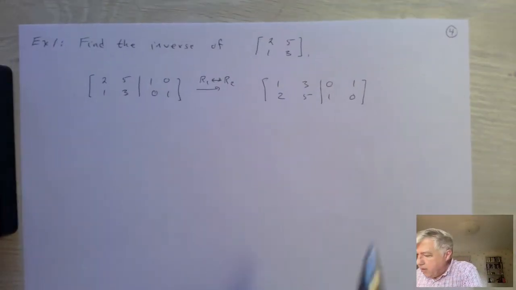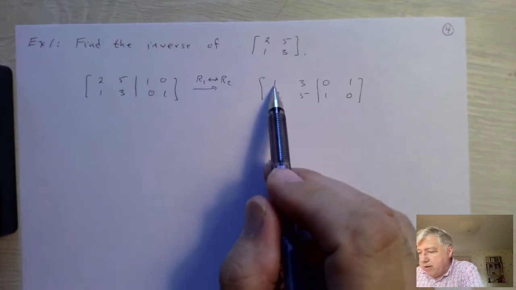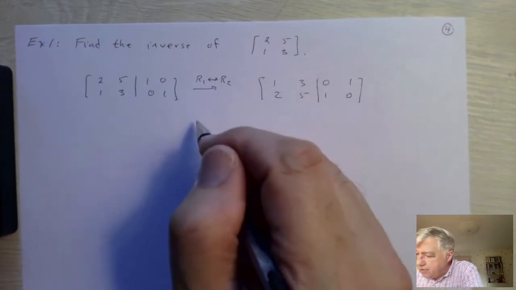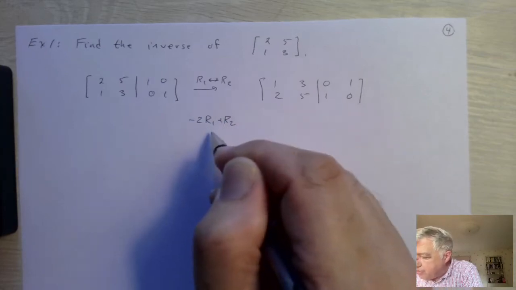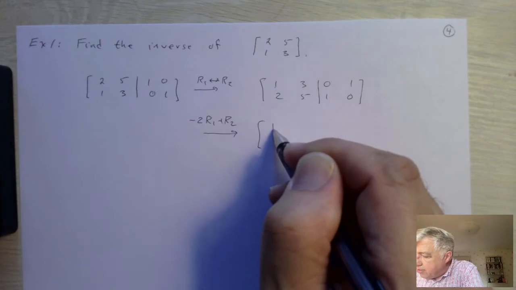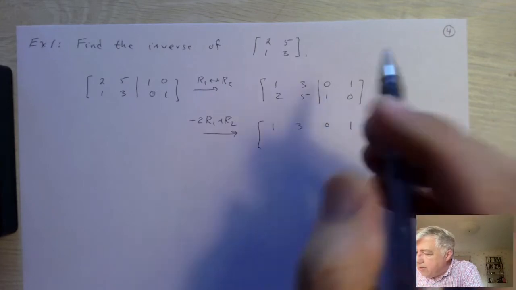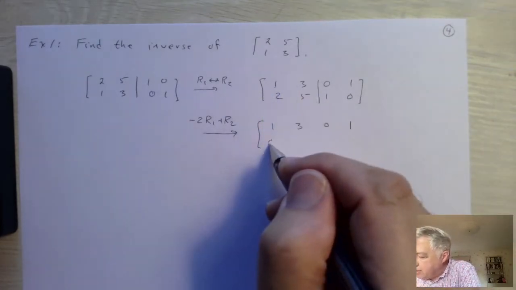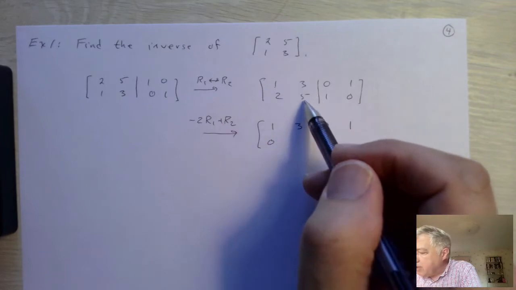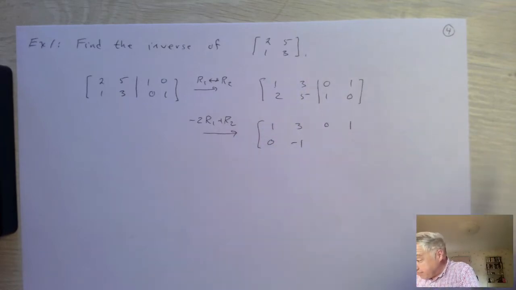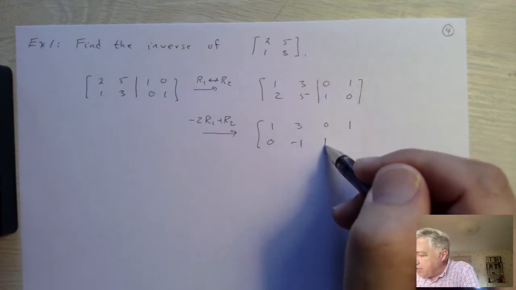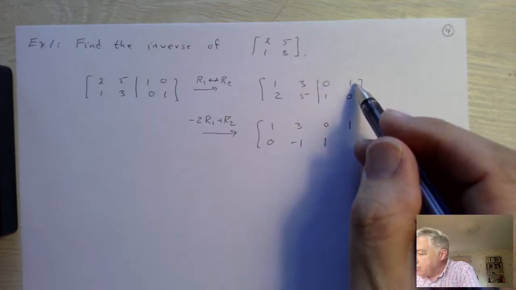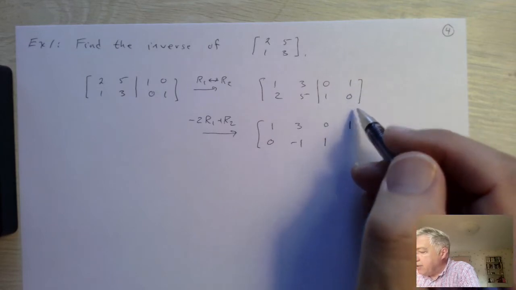Okay. And then I have a 1 up here. That's good. I want to get rid of this 2. So I'm going to say minus 2R1 plus, add it to R2. And so it's 1, 3, 0, 1. Negative 2 plus 2 is 0. Negative 6 plus 5 is negative 1. Negative 2 times 0 plus 1 is 1. And negative 2 times 0 plus 0 is negative 2.